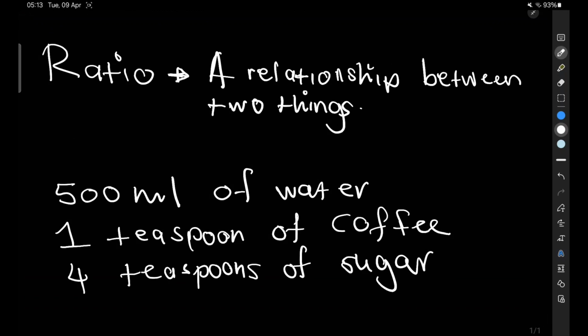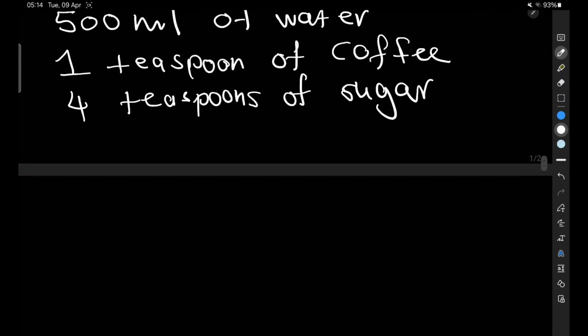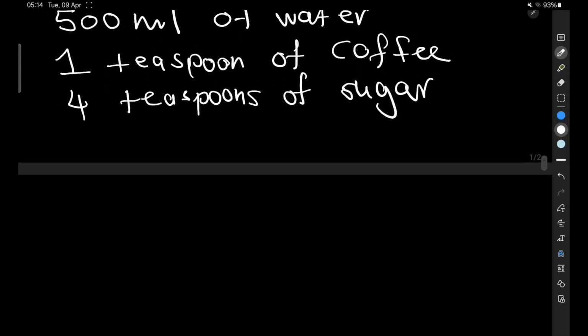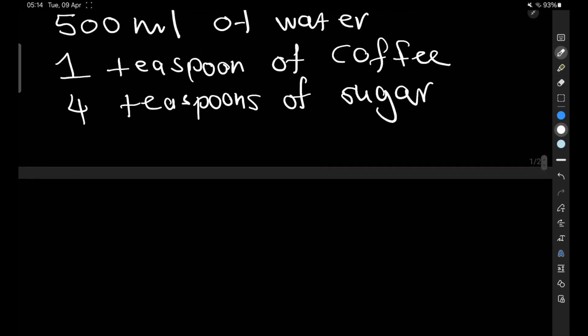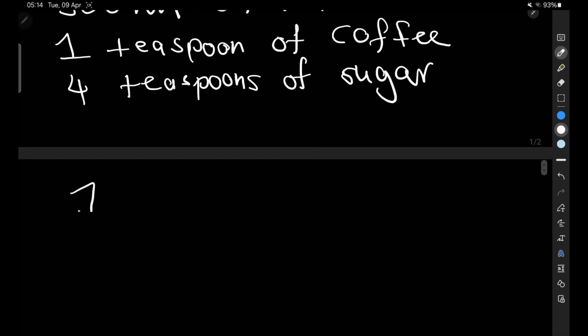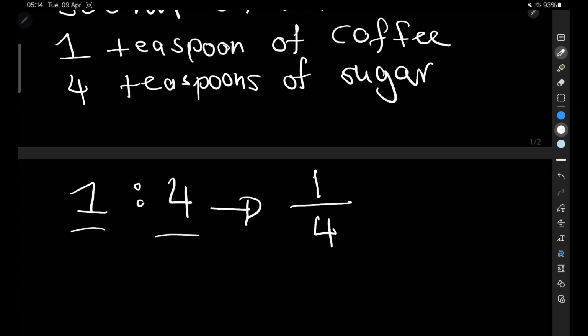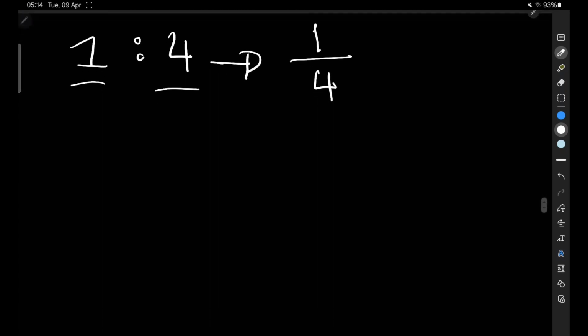A good representation of a ratio would be you saying, for every 1 teaspoon of coffee, I need 4 teaspoons of sugar. That is a relationship between these two things. That can also be represented as a fraction, meaning 1/4. That's what ratios are all about.